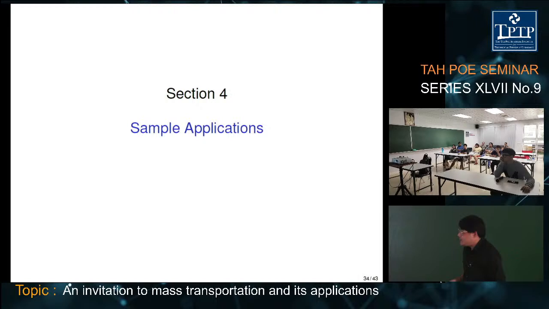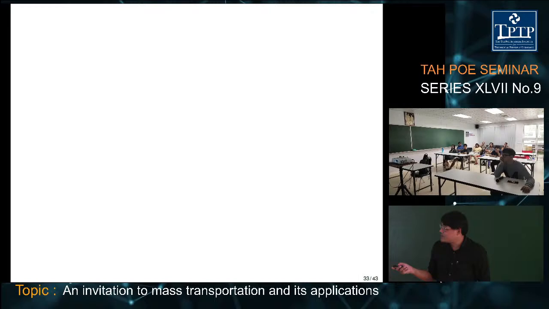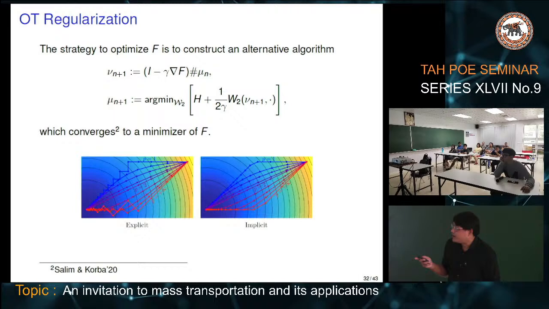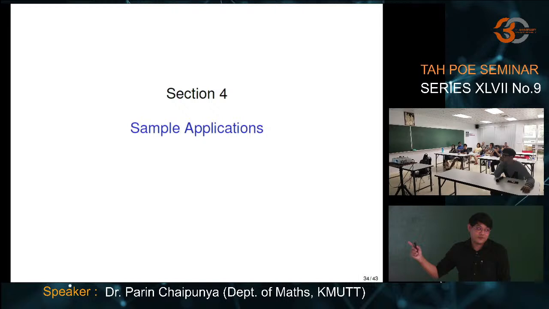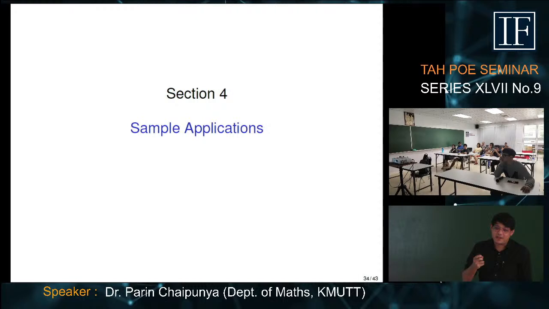Let me mention some of the applications. These applications mean optimization in the Wasserstein space. So why do we need to do optimization over probability distributions? Here are some applications where I didn't mention how to apply them directly, but these are applications where we do optimization in the space of probability distributions.